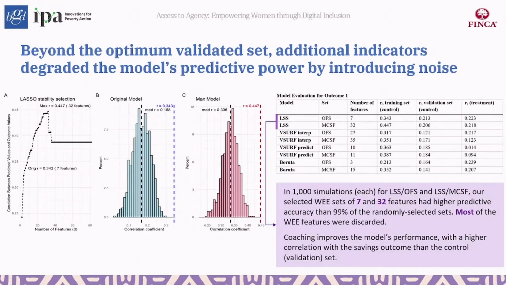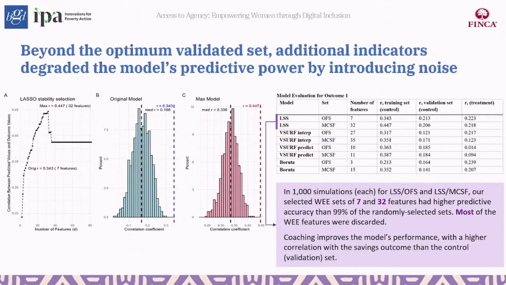So then on the other 2 panels, B and C, all we're showing is how did our optimum feature sets compare to the validation results. So in validation, every one of the models ran 1,000 times and picked 1,000 random sets, and then we compare the correlation value of each of those sets against our optimum set. So we're the dotted lines. The blue panel is our original feature set with 7. The red panel is the 32 features, and you can see that our correlation values are higher than 99% of the randomly selected. So these are pretty well validated feature sets.